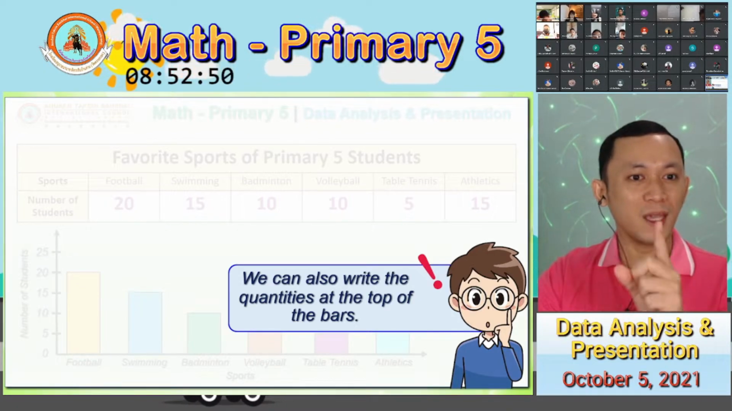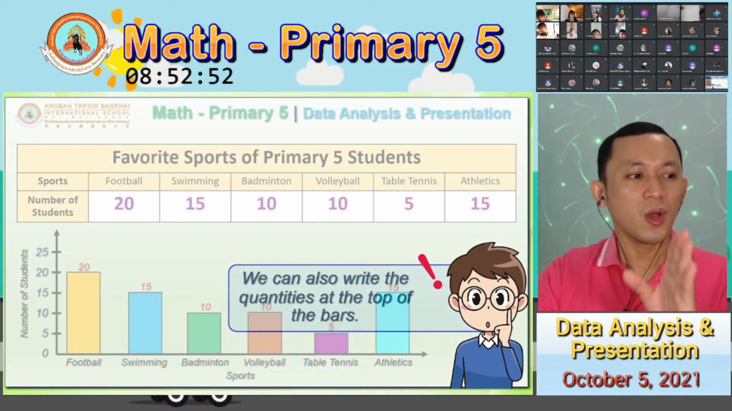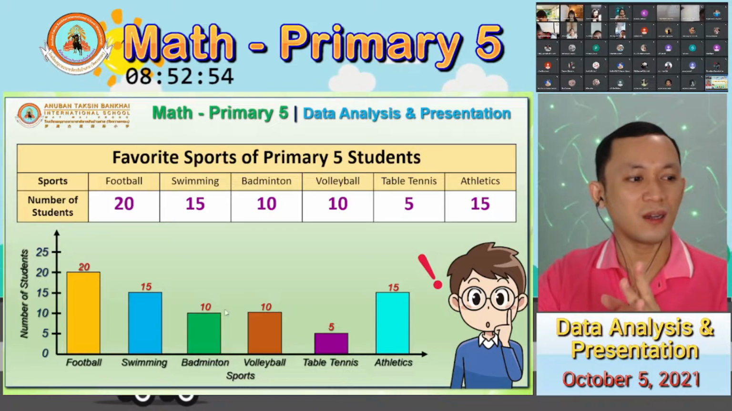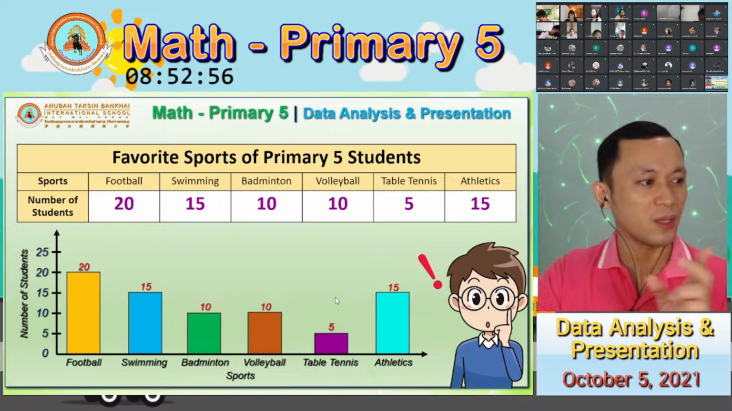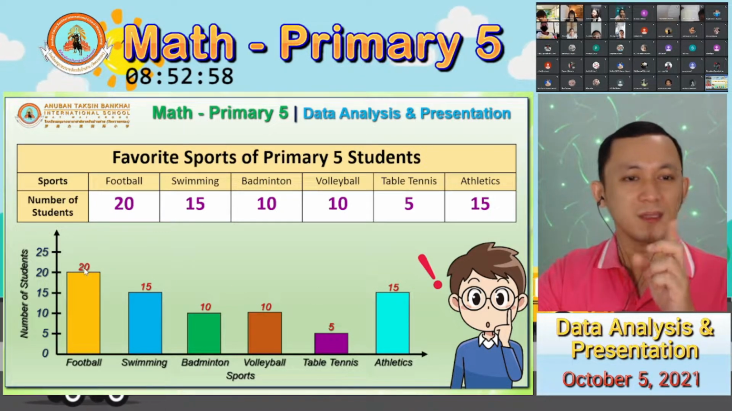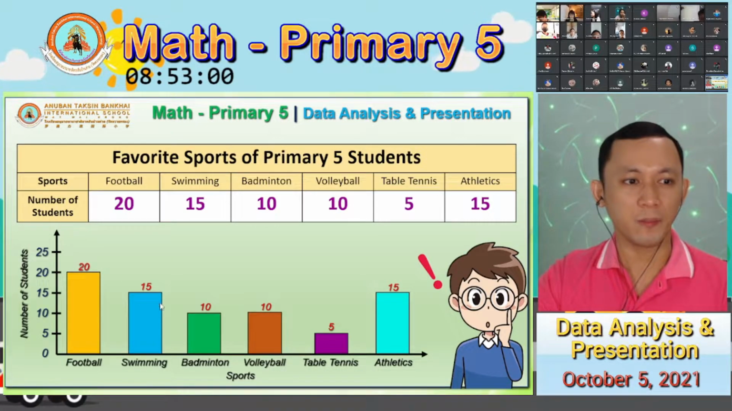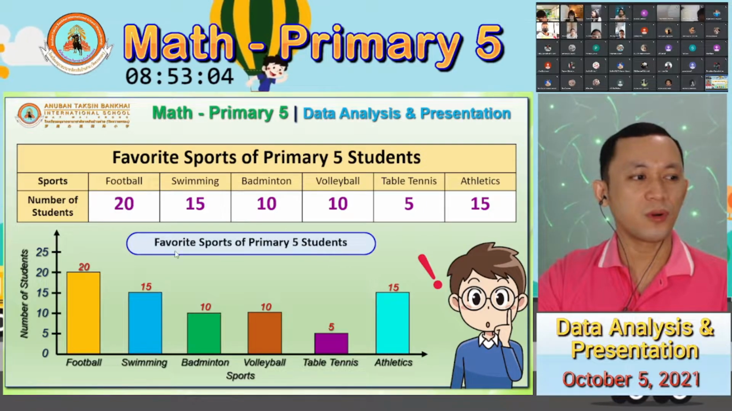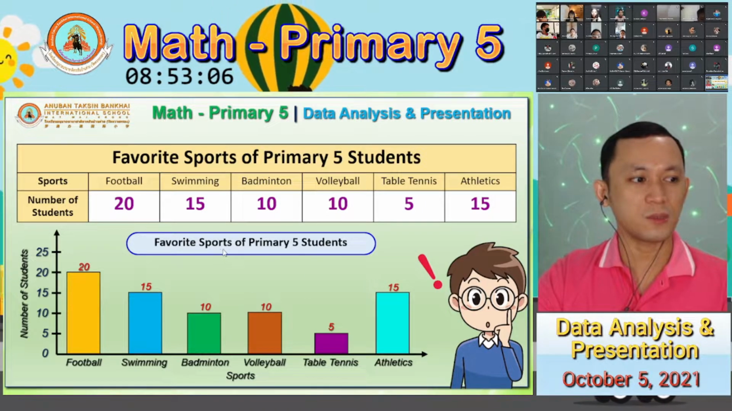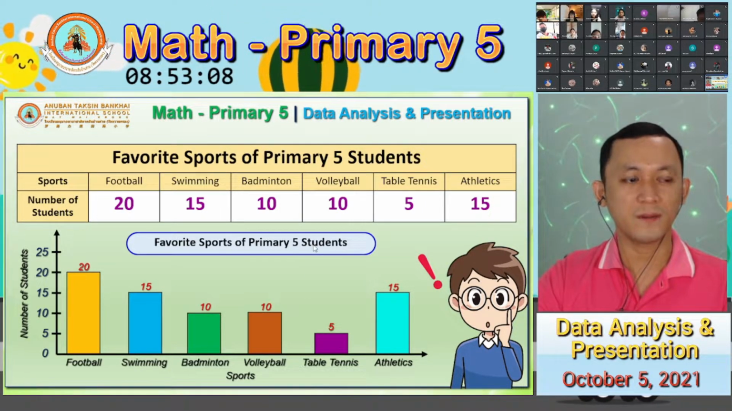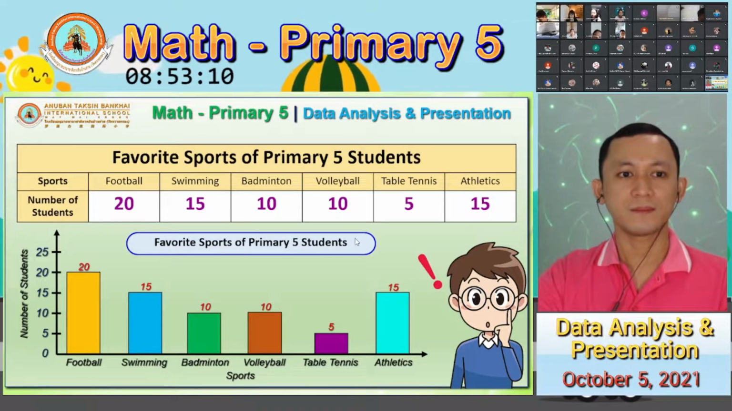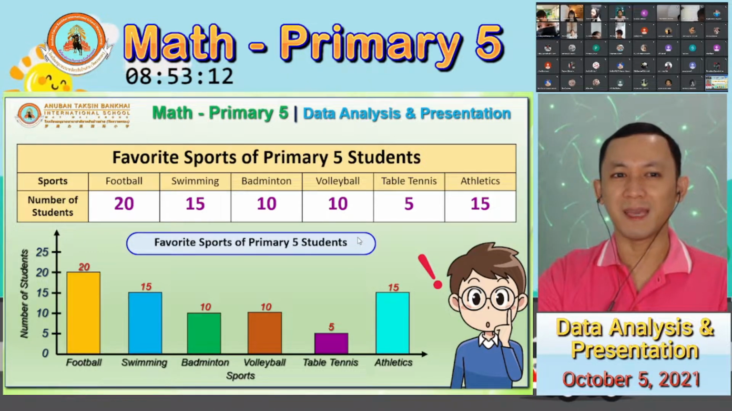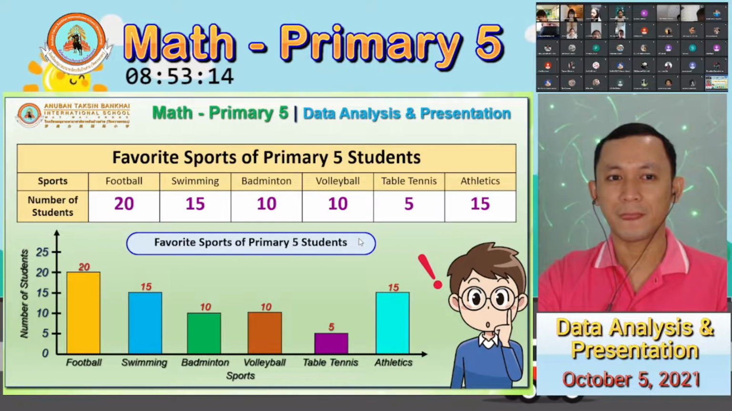Okay, but here, listen. We can also write the quantities on the top. So in this example, I wrote the numbers on the top of the bar graph. And of course our title, favorite sports of primary 5 students. Easy, yes or no?